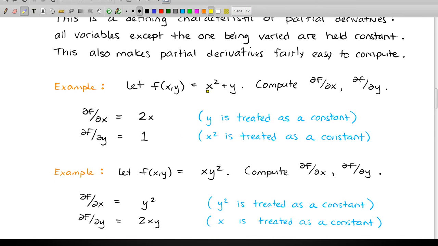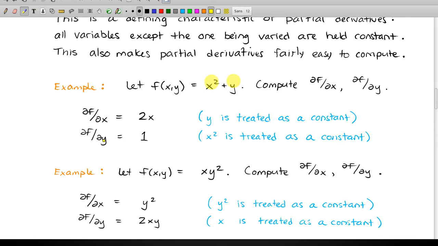So consider the function x squared plus y. Compute both partial derivatives, change in x, change in y. Well, when I compute the change in x, here I have an x squared, and if x is changing, I take the derivative in x, and that gives me 2x, relatively straightforward. Then I have this plus y. y is a constant, and the derivative of a constant is 0. So I get no other terms here, I just get 2x.